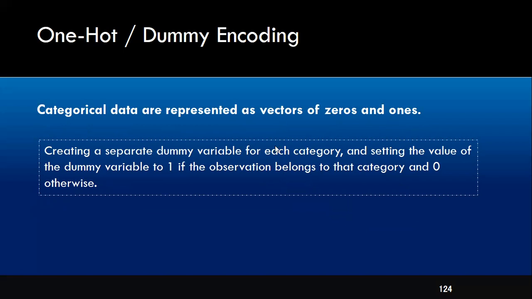The categorical data are represented as vectors of zeros and ones. We create a separate dummy variable for each category, setting the value of the dummy variable to 1 if the observation belongs to that category, and 0 otherwise. So when can we use this one?